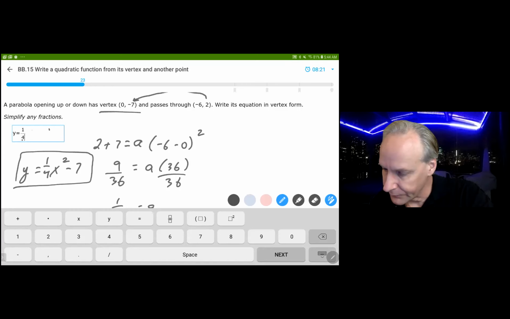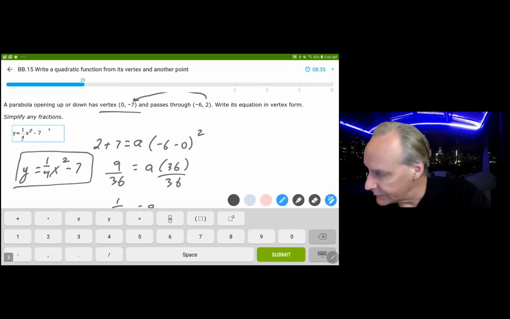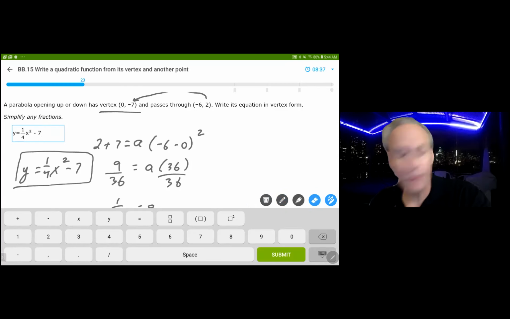1/4 x squared minus 7. I'm putting the space for the -7 in case they think I'm multiplying instead of subtracting. There it is. So pretty little thing there.